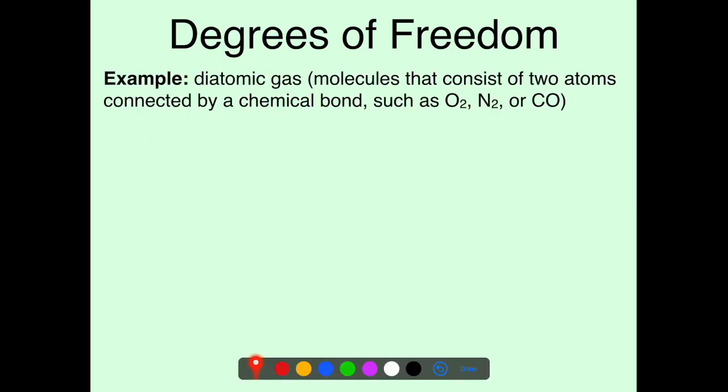Okay, so the next example to look at is a diatomic gas. So think about molecules of gas that have two atoms connected by some kind of chemical bond. So you can think of things like O2, which consists of two oxygen atoms, or N2, which has two nitrogen atoms, or CO, carbon monoxide. It's a carbon atom plus an oxygen atom. So those are the sorts of things we're thinking about here.